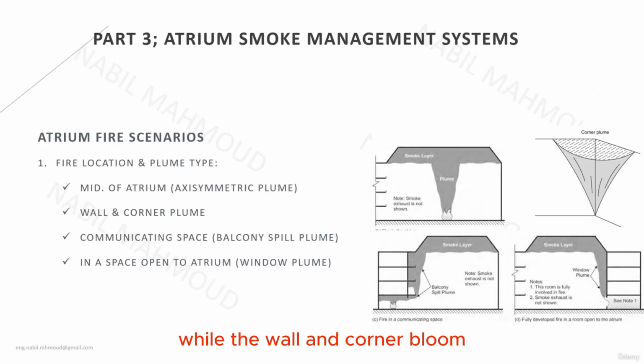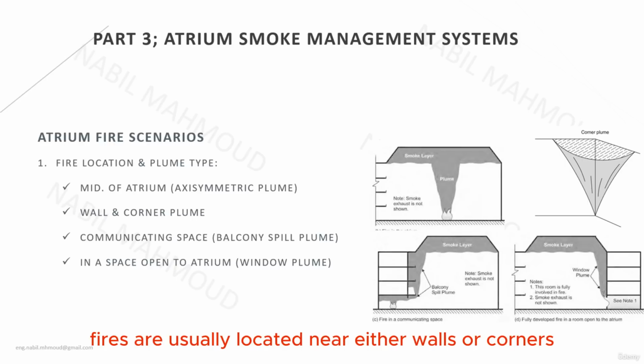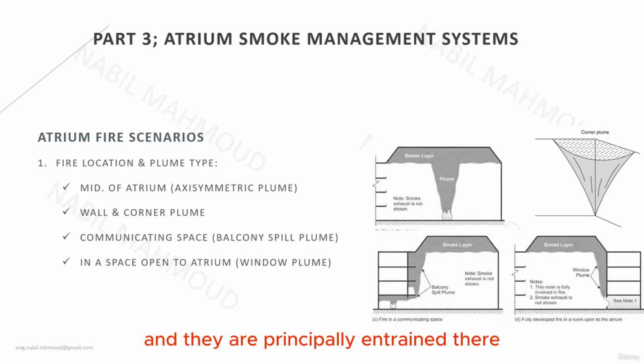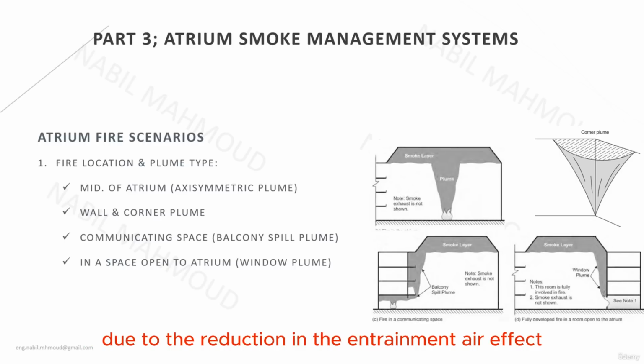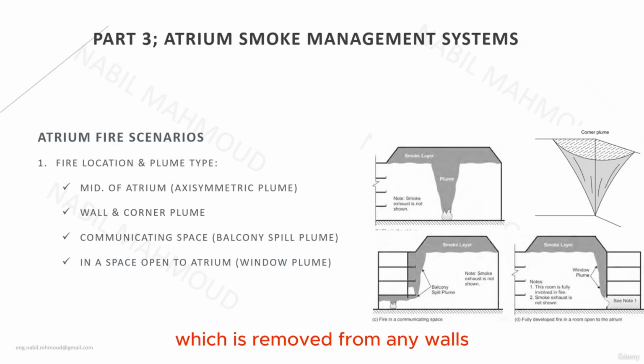While the wall and corner bloom fires are usually located near either walls or corners, and they principally entrain air only along the surface of the bloom which is away from the walls or corners. As a result, the amount of smoke production is relatively reduced due to the reduction in the entrainment air effect, in comparison, of course, to the axisymmetric bloom, which is remote from any walls and entrains air from all around the perimeter of the bloom.